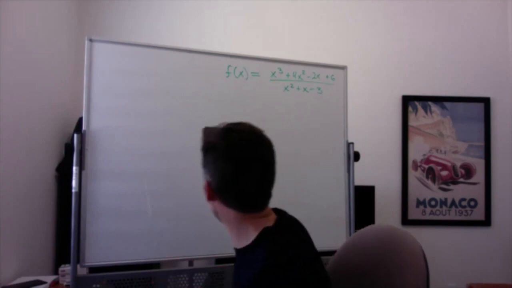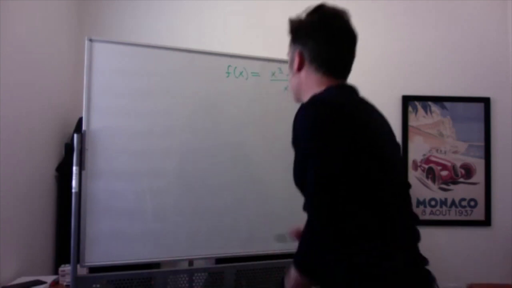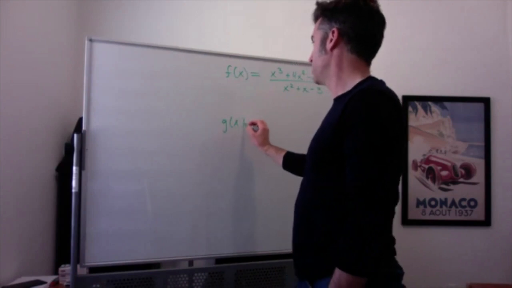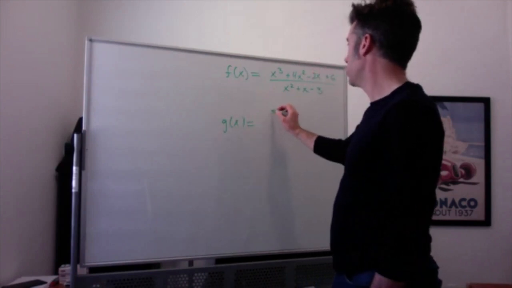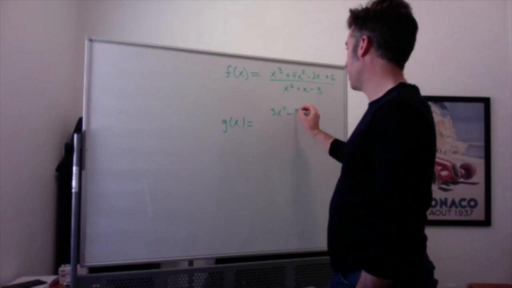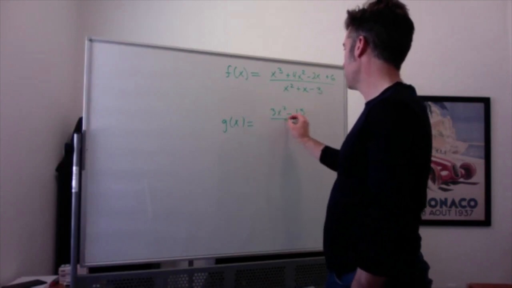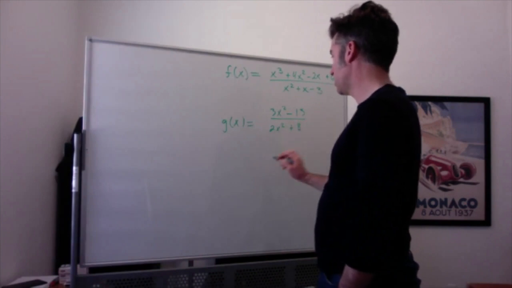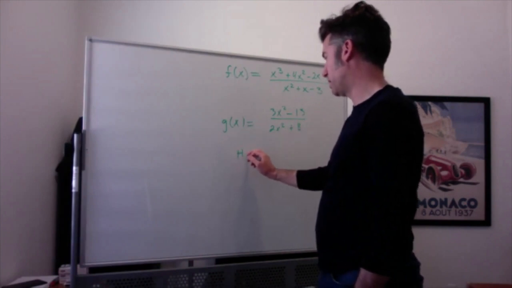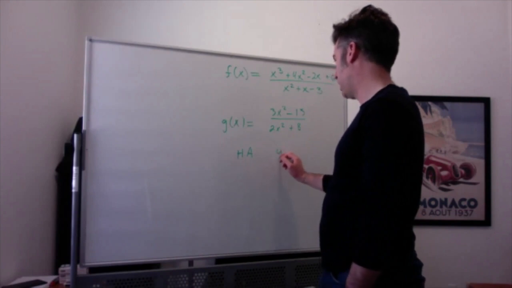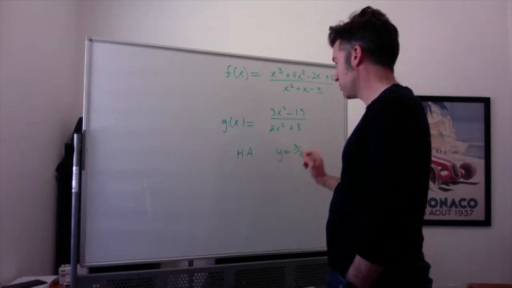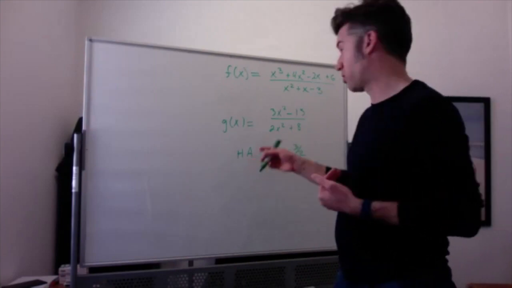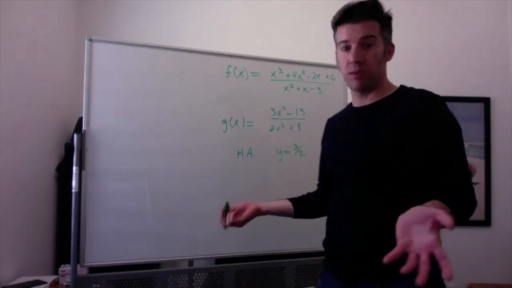So for example, and I'll just write over here for a second. This function g of x equal to 3x squared minus 15 over 2x squared plus 8 would have a horizontal asymptote at y equal to 3/2, because the degree on top and the degree on the bottom are both 2, and the quotient of those leading coefficients is 3 over 2.